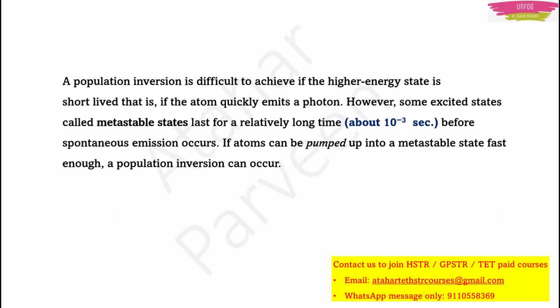Actually, population inversion is difficult to achieve because that is not the ordinary situation, right? But if you want to achieve it, what should you do? The higher energy state is short-lived, meaning the electron doesn't want to live in the higher energy level, right? It wants to come back, isn't it? So the higher energy state is short-lived. If the atom comes quickly to the ground state by emitting a photon, then you cannot achieve population inversion at all.